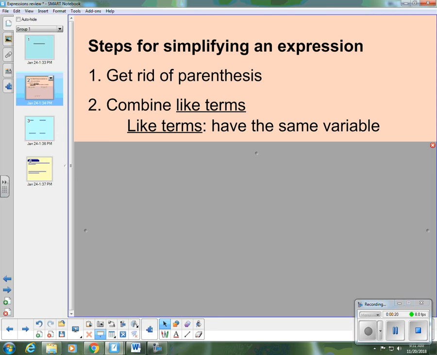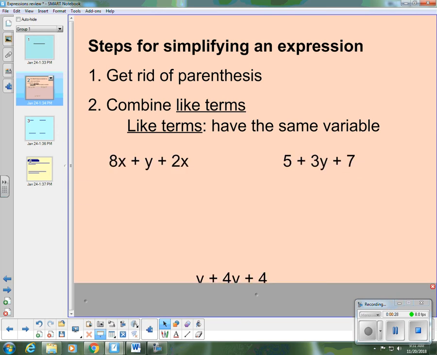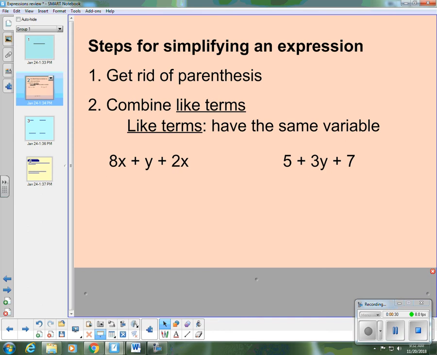Like terms have to have the same variable. So both x's, or they could both be y's. Like terms have to have the same variable, the same letter. So let's look at these first two examples here. 8x plus y plus 2x. First step is get rid of parentheses. There aren't any. Second step, combine like terms.